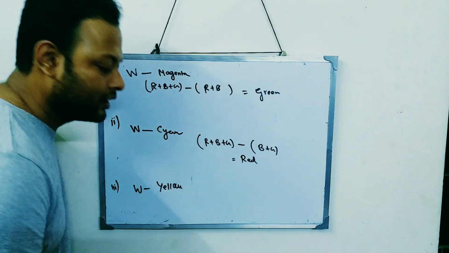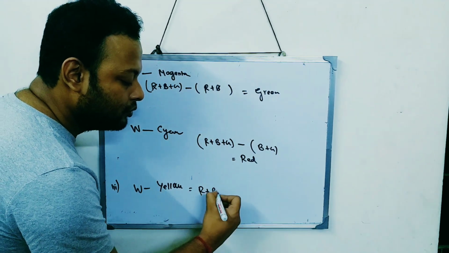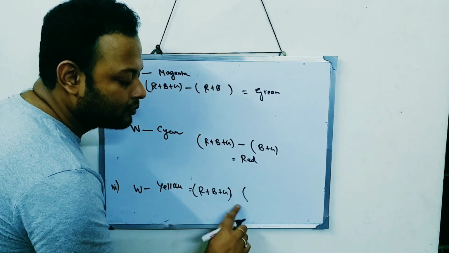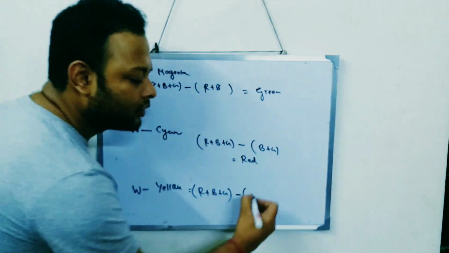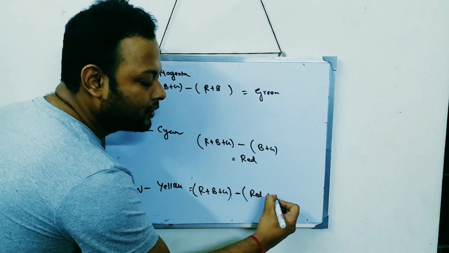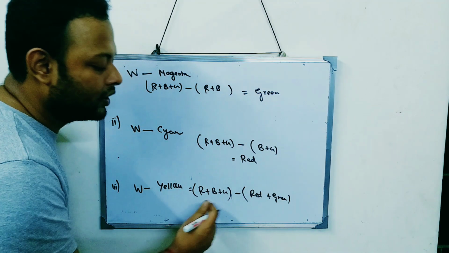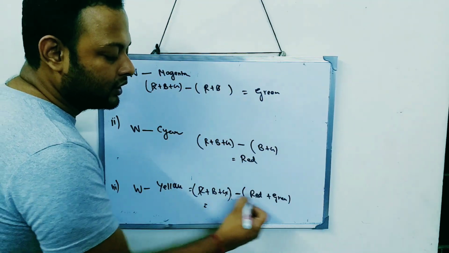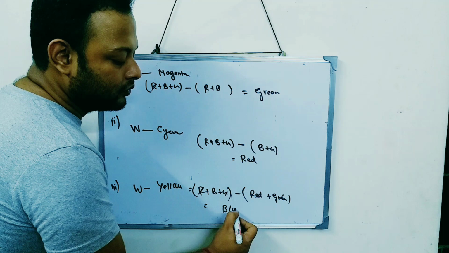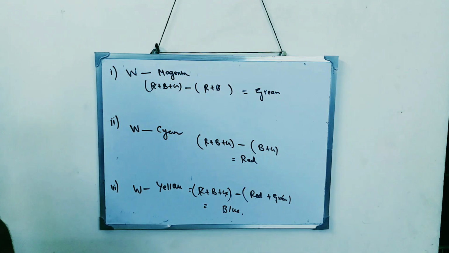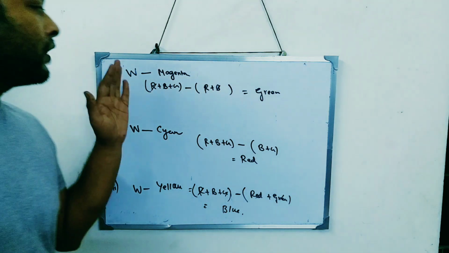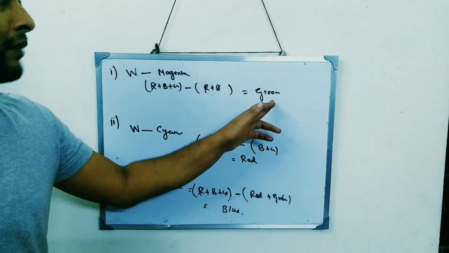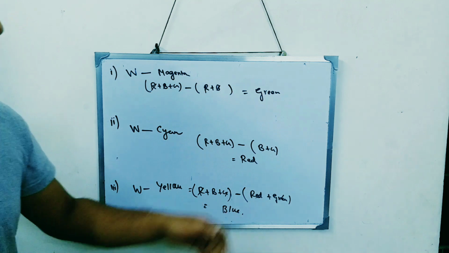Similarly, white minus yellow. What is white? Red, blue and green. From there we are subtracting yellow. What is yellow? Yellow is nothing but red plus green. So from red, blue and green, if we subtract the red and green, what am I left with? Red cancels, green cancels. So I'm left with blue. So when you subtract the secondary colors from the white color, you get the primary colors, green, red and blue. You can see that.